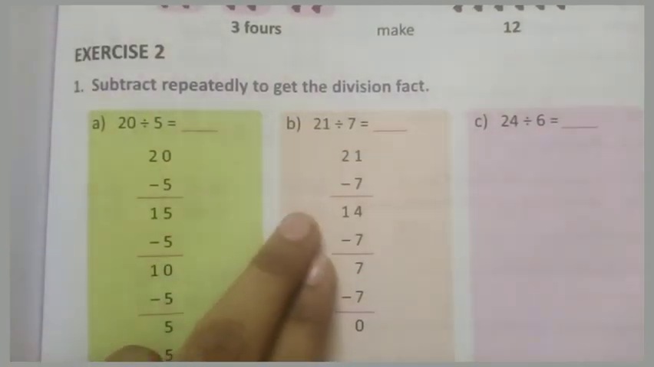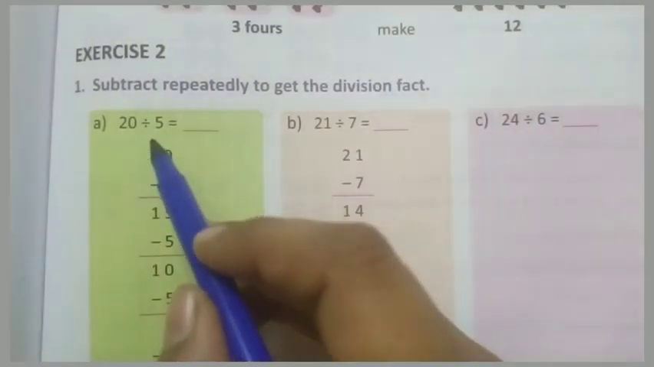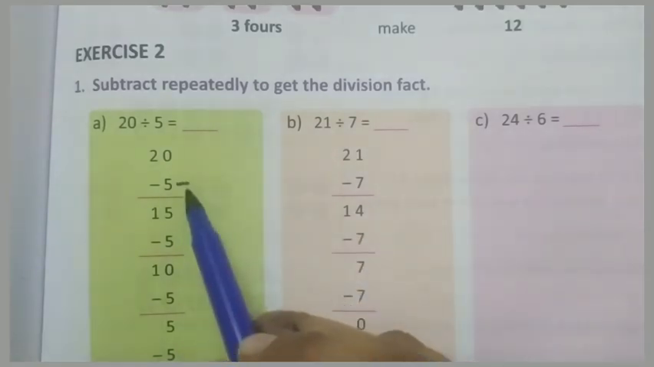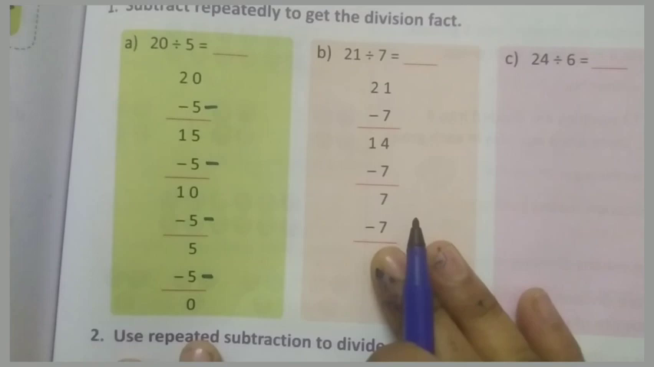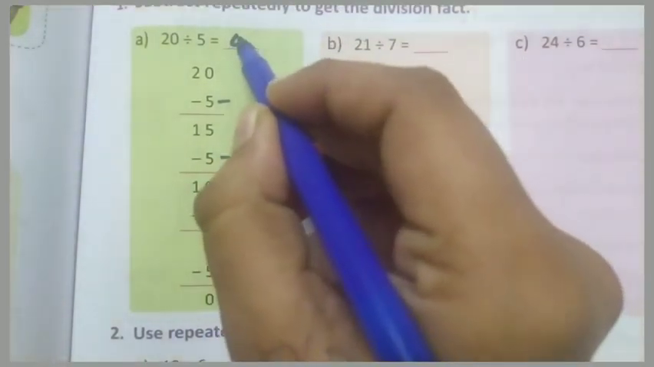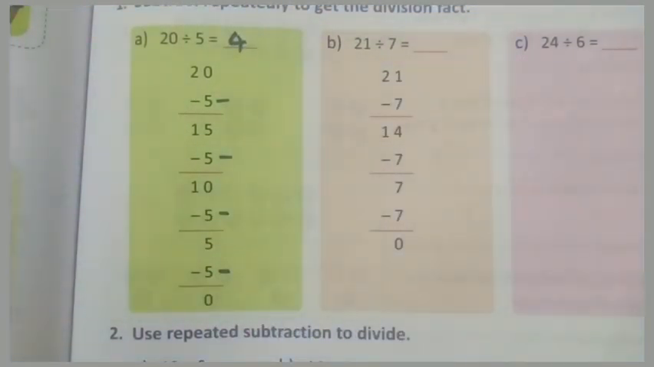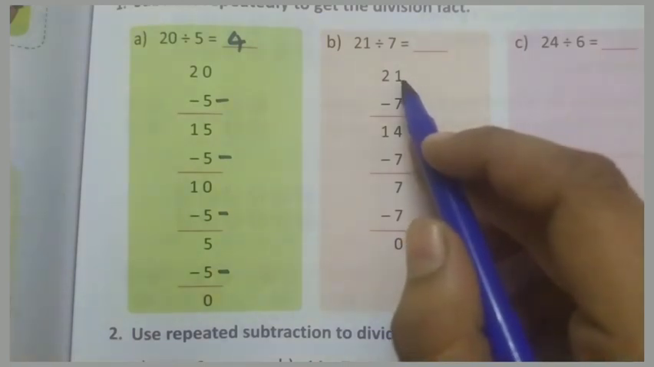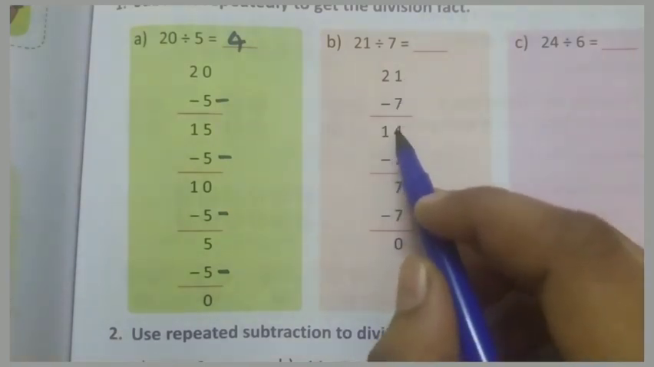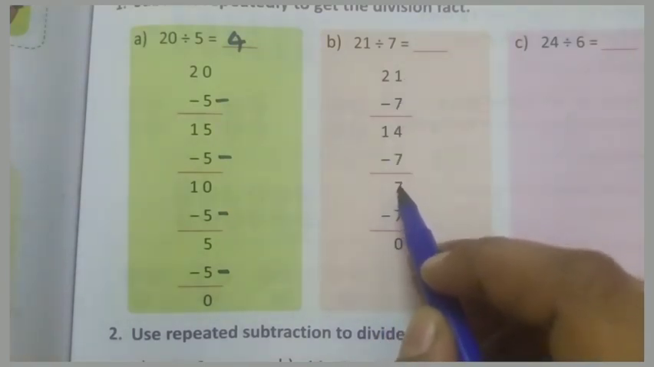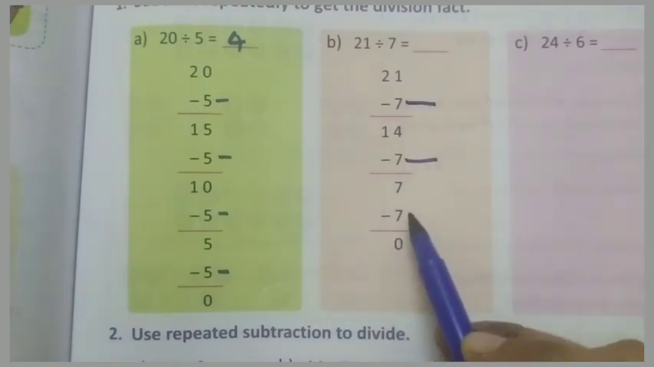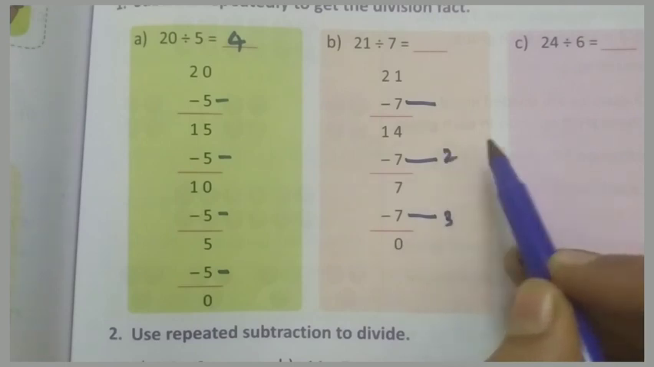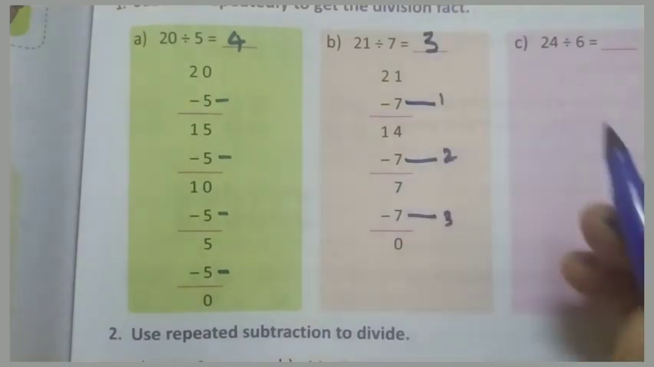Look here, children. Here first, 20 divided by 5. 1, 2, 3, 4. 4 times we have subtracted, so we will get the answer 4. Now look at this. 21 minus 7 is 14. 14 minus 7 is 7. 7 minus 7 is 0. How many times have we subtracted? 1, 2, 3. 3 times. So the answer is 3.